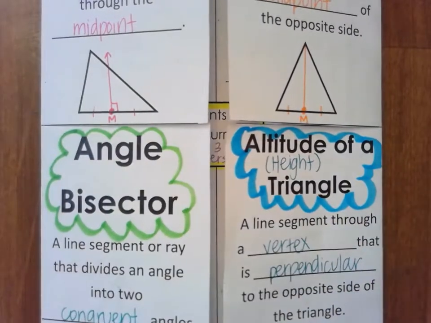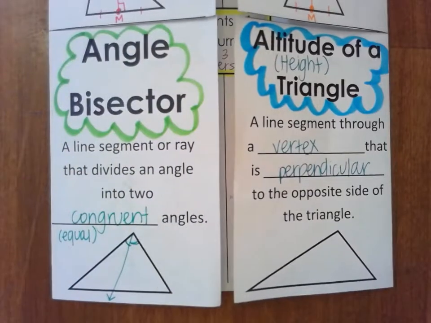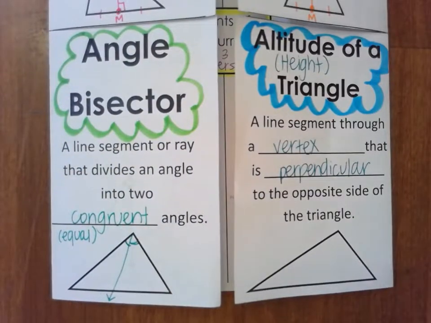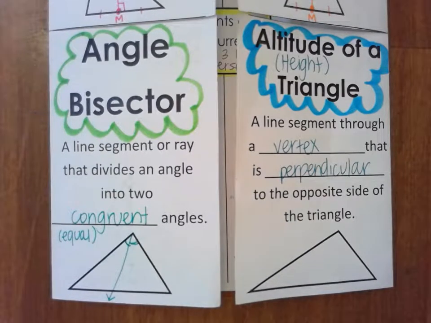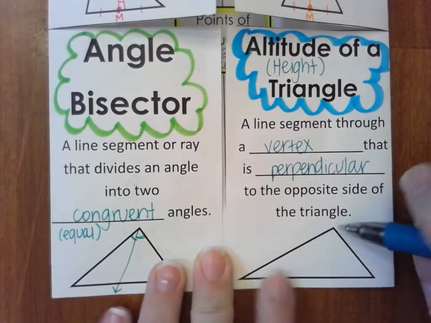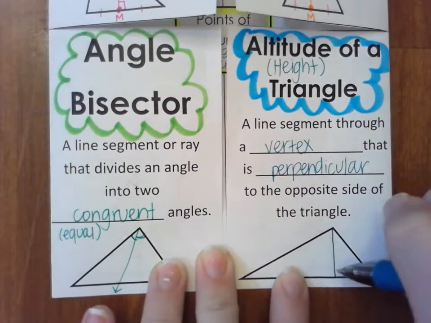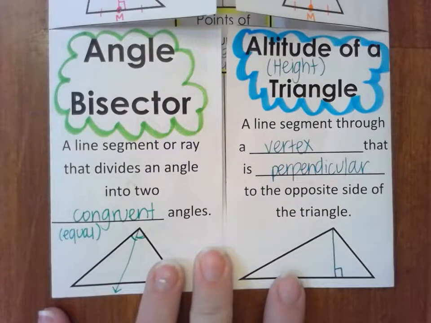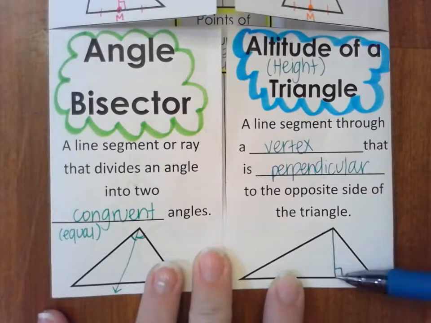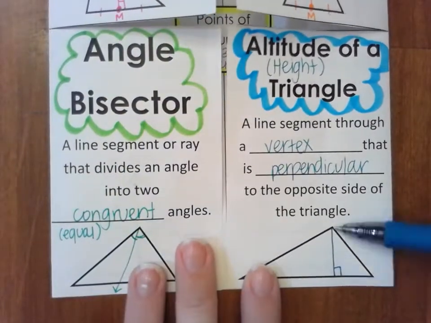So to be an altitude or height, you have to be perpendicular to that opposite side. You start at a vertex and go to where you're perpendicular to that opposite side. So if we were to start at this vertex right here, there would be our altitude or our height because it's perpendicular to the opposite side right here. So this length would be our height of the triangle.